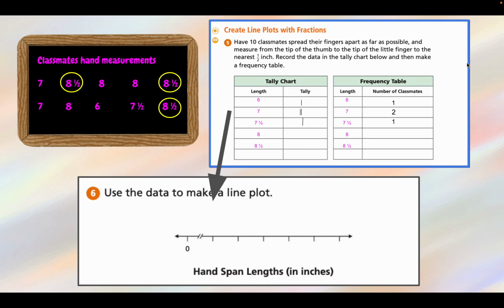All right, now we need to take this information and put it into our line plot. So we're going to move all that information to the bottom. First of all, we need to figure out how to mark those little hashtag marks at the bottom. So if you'll notice, there's this goofy, I circled it in green, that goofy little break in the number line.